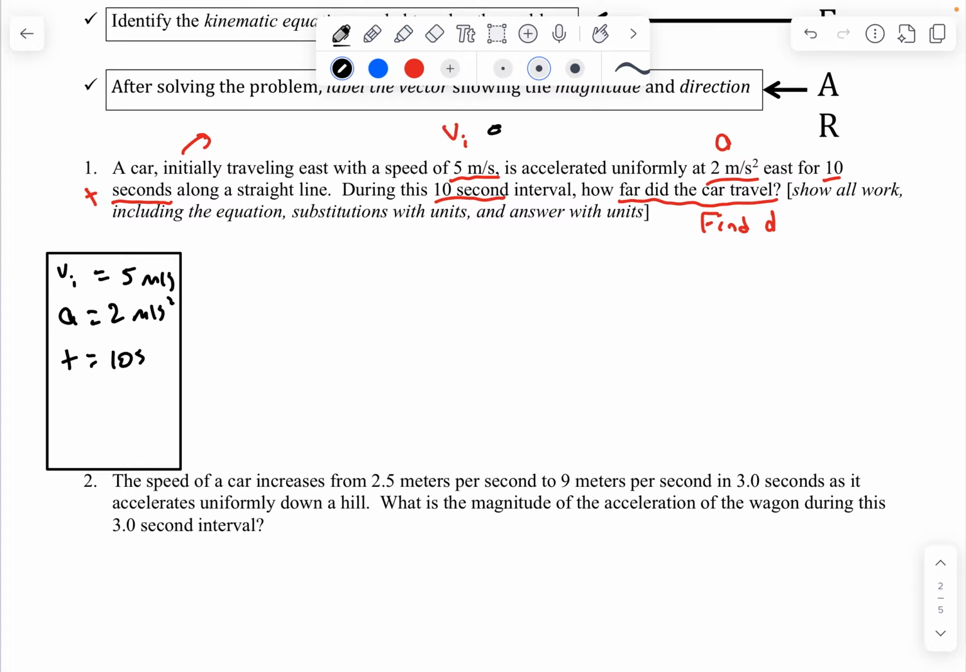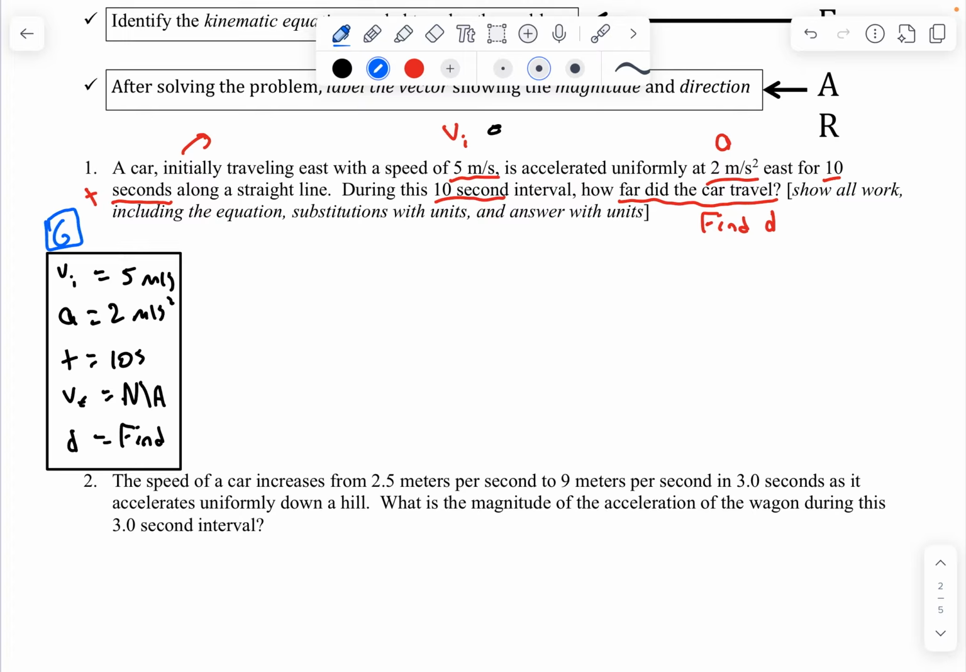But then final velocity, right? We don't know anything about final velocity. This says nothing about finding final velocity, and it doesn't give us the final velocity. So we can almost ignore final velocity for this problem. For final velocity, you can write not applicable. And then you finally have displacement, distance. How far did the car travel? We're trying to find that, so let's label that as the G for gear.